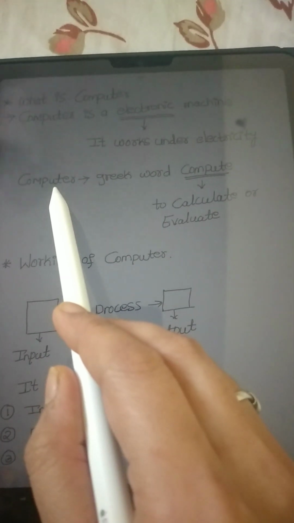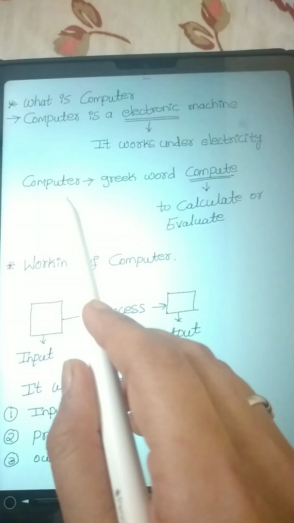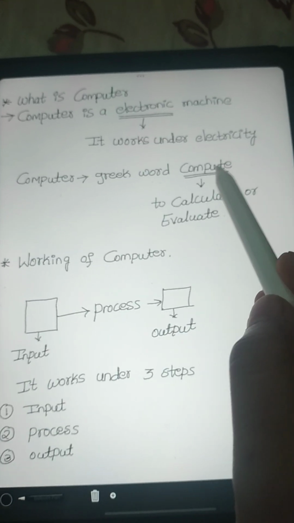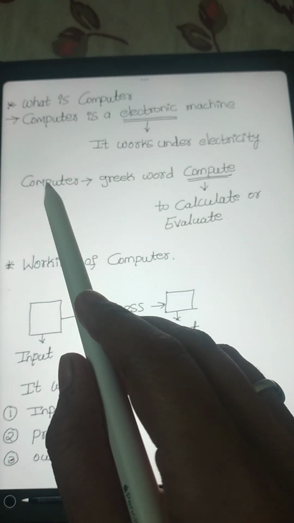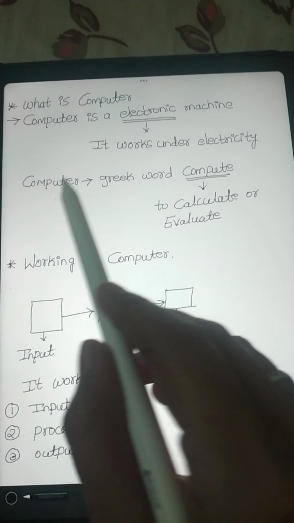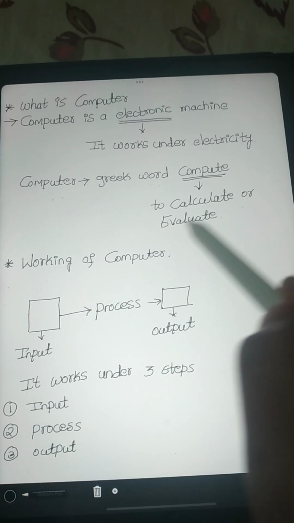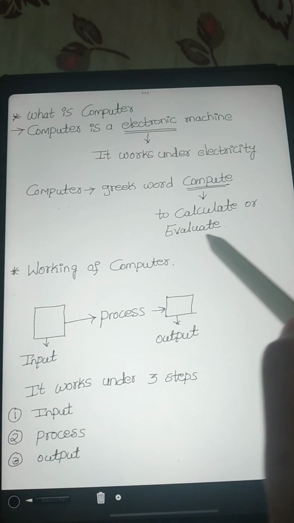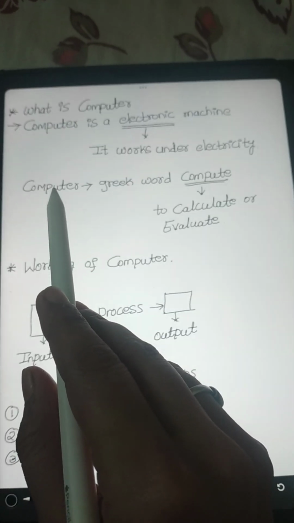Let us know the history of the word computer and where it came from. Computer is a word that came from the Greek word compute. So from this word, computer has come. What is the meaning of compute? Compute is nothing but to calculate or evaluate. Calculate means we are calculating something. So this is the small history about a computer.